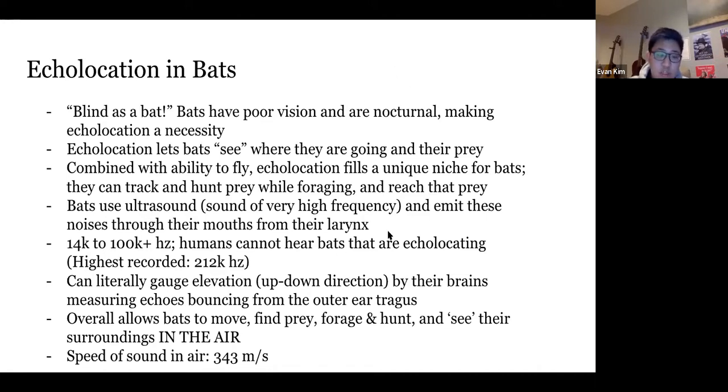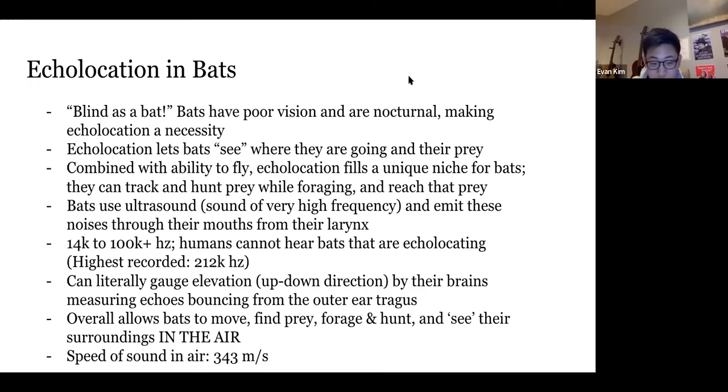Overall, echolocation allows bats to move to their prey, move to their destination properly without colliding with anything, find prey, forage and hunt, and see their surroundings in the air only. The sound travels through the air only. It does not penetrate through the ground.